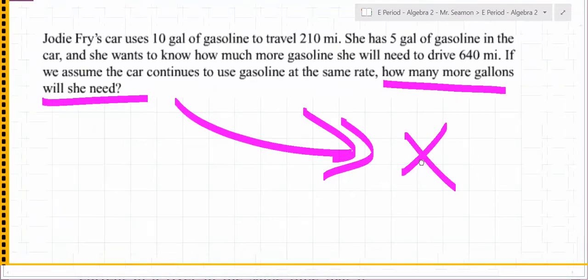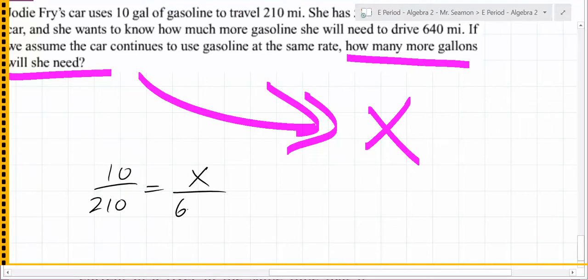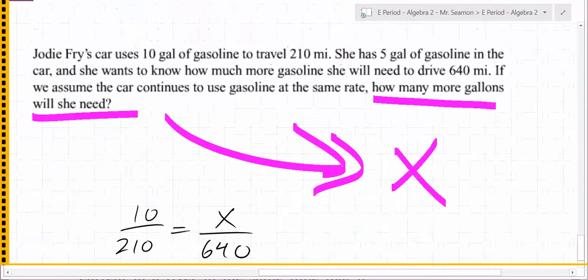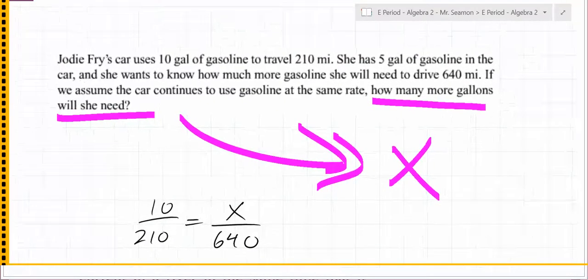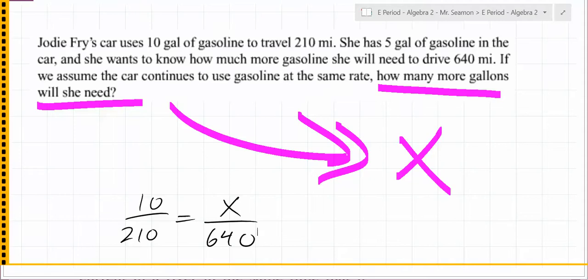Can someone tell me, if they're relatively confident, what the equation is we're going to solve? Mar, what do you think it is? 10 over 210. Yep. Equals x over 640. Who thinks that's correct? It's really close to being correct. You're really close. Mar, let's see if Mar can figure it out. Mar, you did incorporate something in there. What's the beginning of the second sentence say? She had 5 gallons of gas in the car. So where does that come into play in your equation? Ah, so what are you going to need to do?